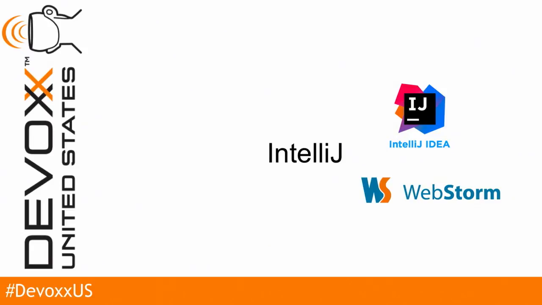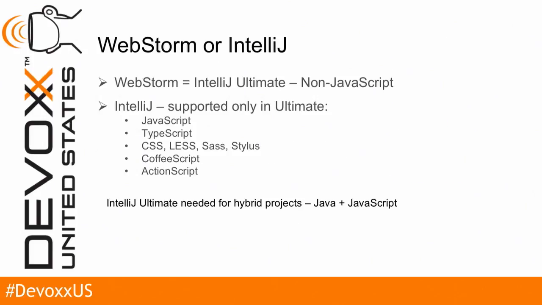Now IntelliJ/WebStorm, this is basically the gold standard for HTML5 web development. WebStorm is focused exclusively on JavaScript, whereas IntelliJ is kind of everything. So if you're going to use IntelliJ, you actually need the Ultimate Edition if you want to do the JavaScript development. The Community Edition will not give you those features, so it'll be kind of limited in that regard.